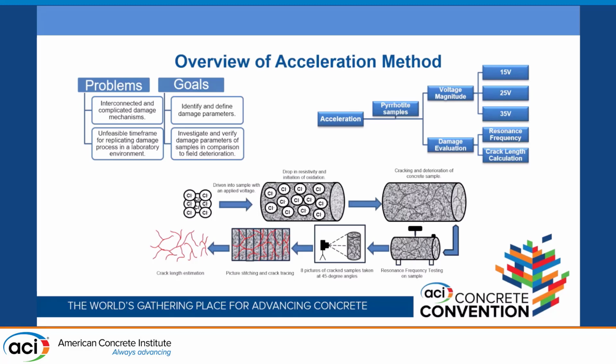And secondly, considering the time frame, especially when you look at Connecticut alone, 10 to 20 years, that's a long time, so conducting such research would take a huge amount of time. So what I really wanted to do is find a way to identify and define these damage parameters, and also investigate and verify the damage parameters of samples in comparison with the damage we experience in the field, through an acceleration method. Now, this method has been going on for about 2 years, and what I'll be sharing right now is just a snippet of what we've been doing over time.